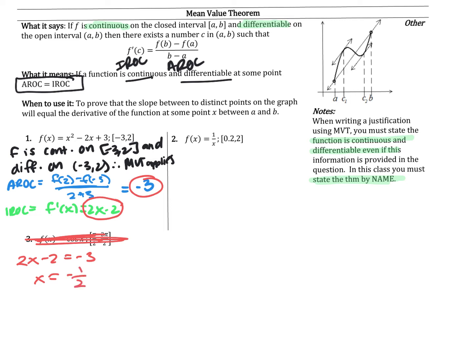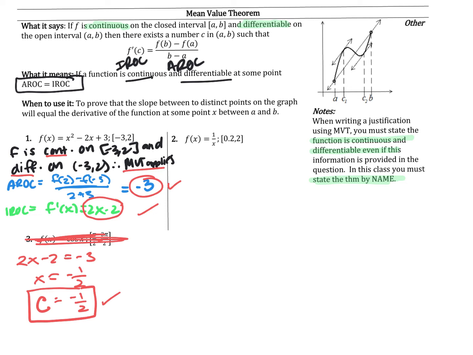And just like with the intermediate value theorem, make sure your final answer says c because it says find the value c. Oh, there aren't any directions here. It should say determine if the mean value theorem works. If so, find the c. So c is going to equal -1/2. So we're stating the conditions, continuous, differentiable, so MVT applies. We're finding each of these pieces separately and setting them equal to each other to solve for c.